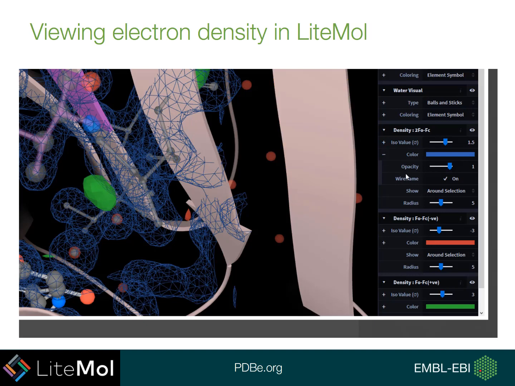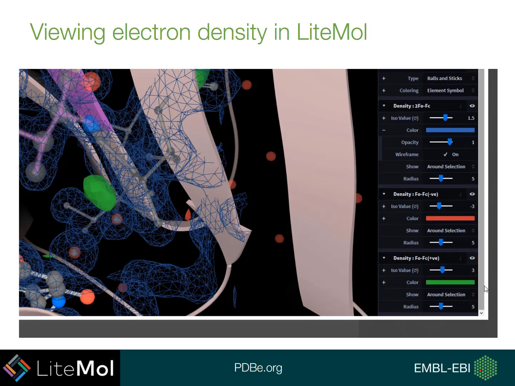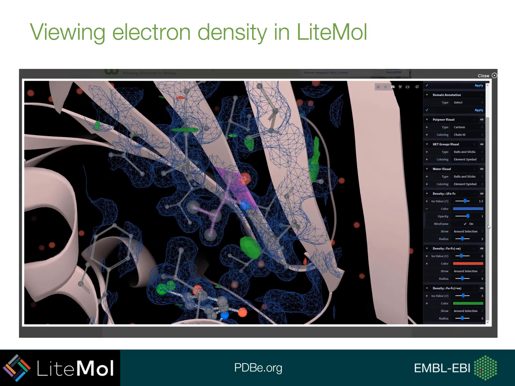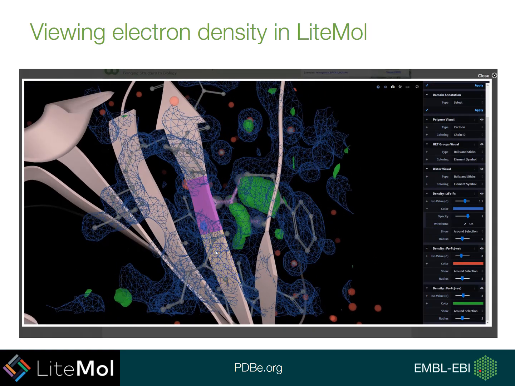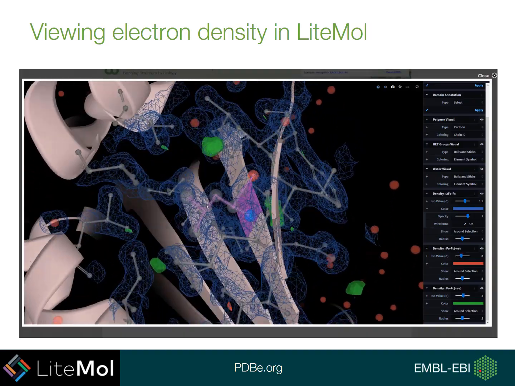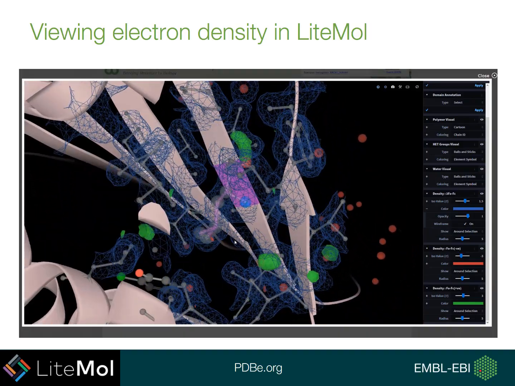There's also a number of controls for your negative and positive density. Again, you can toggle these on and off using the eye symbols. You can also change the ISO value for these maps if you wish. You can also navigate around the structure, and as you do so, clicking on a residue will recalculate the density around this region. So you can browse easily throughout the structure with the density being recalculated as you go.